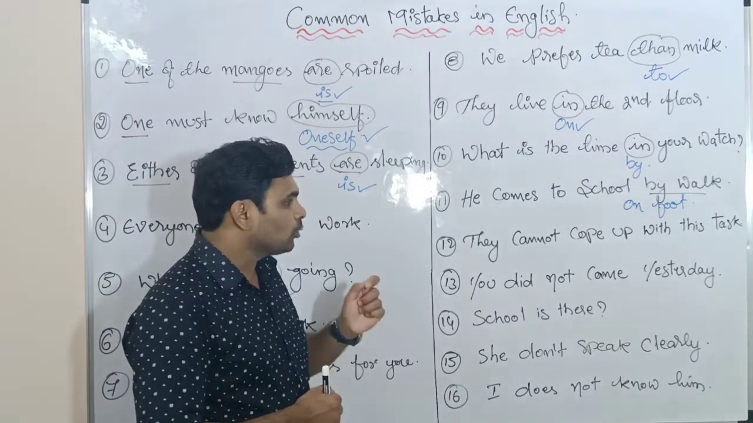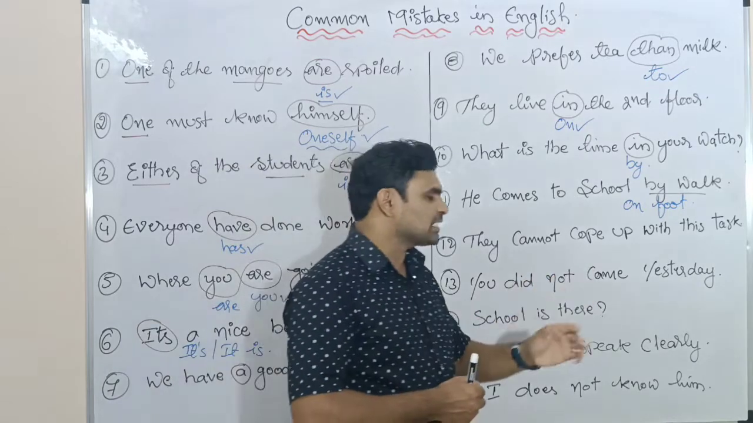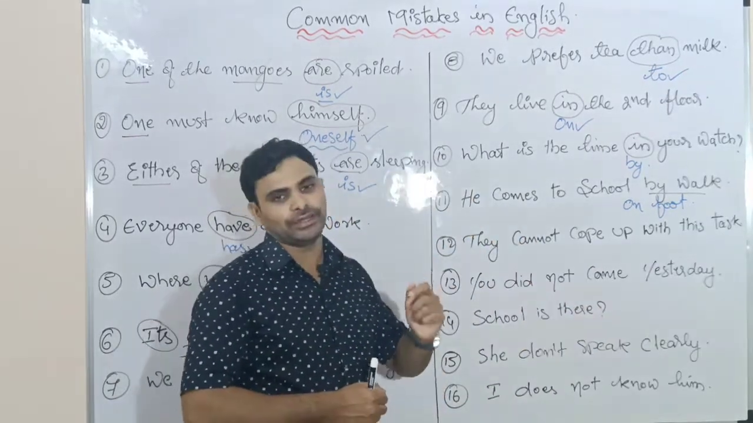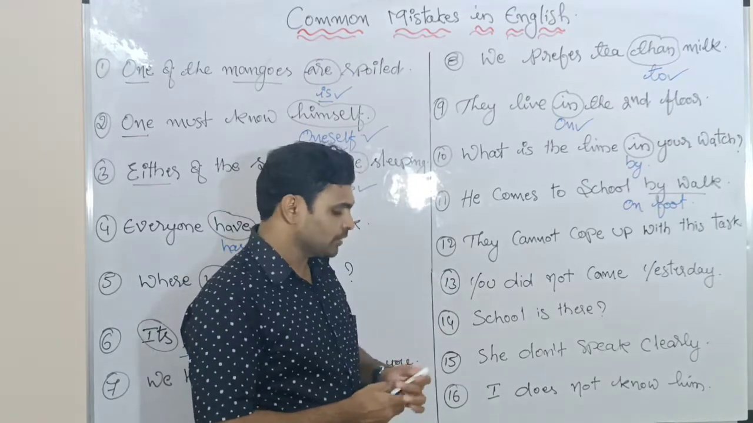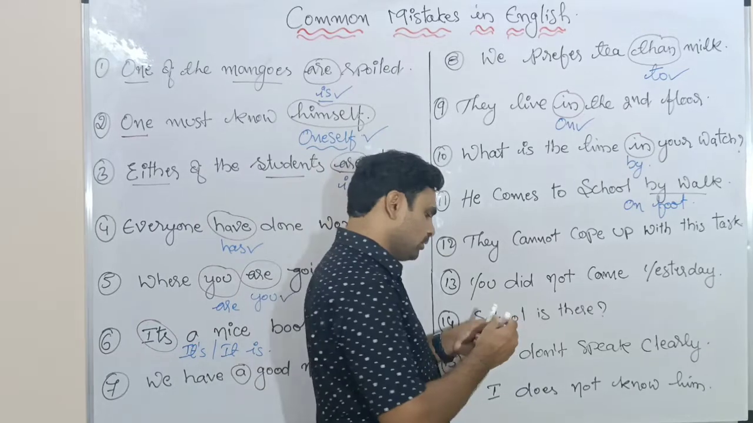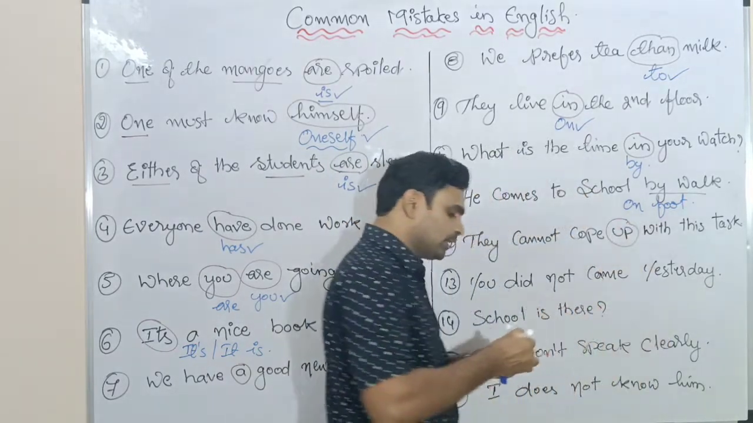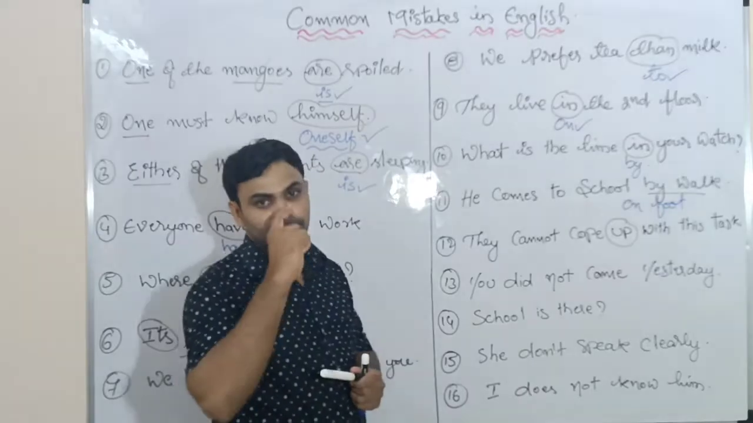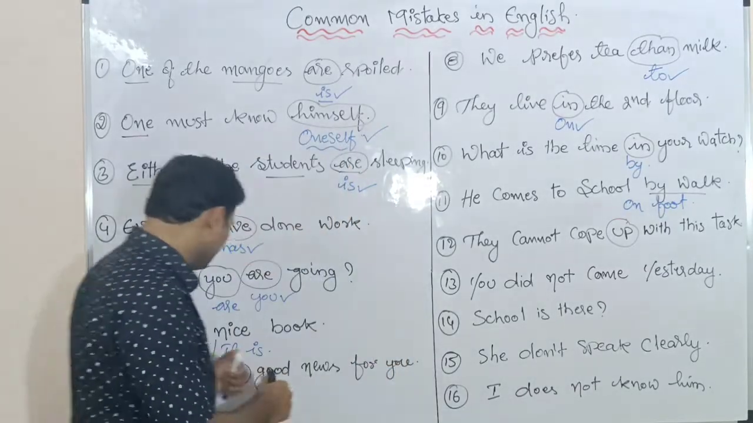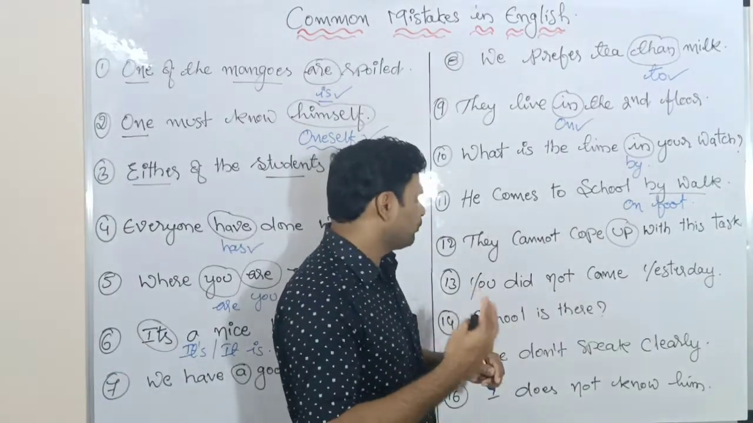12th one. They cannot cope up with this task. So cope up with this task means that they cannot manage, they cannot bear, they cannot adjust. So we don't have to use this extra preposition or extra word. It is something like tautology, unnecessary use of the word, like here, "up". So the sentence is fine.